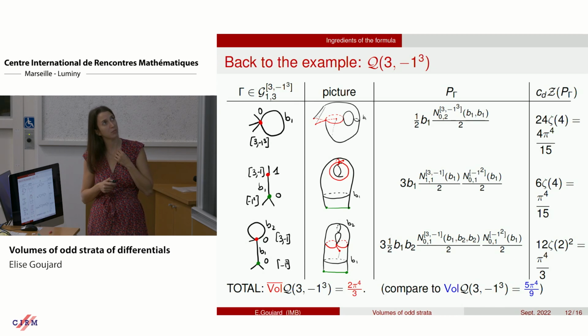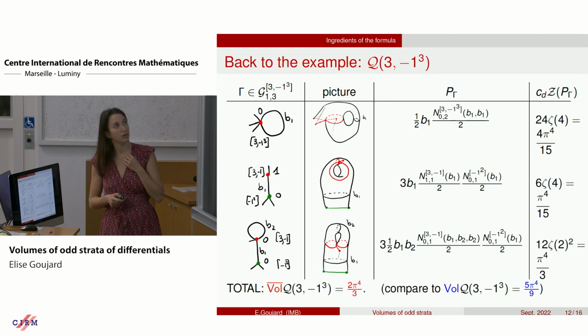This is another type of one cylinder surface. Here the cylinder is now separating. And so it's glued to this ribbon graph on one side and this ribbon graph on the other side. And you get this kind of surface with two cylinders that are glued this way.